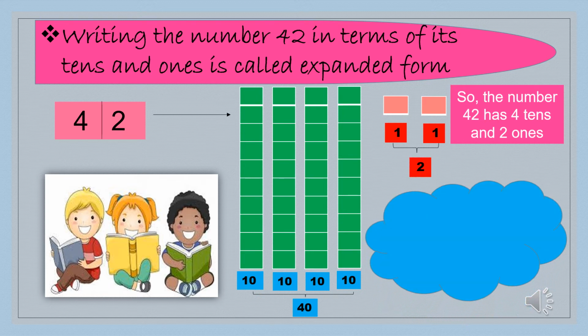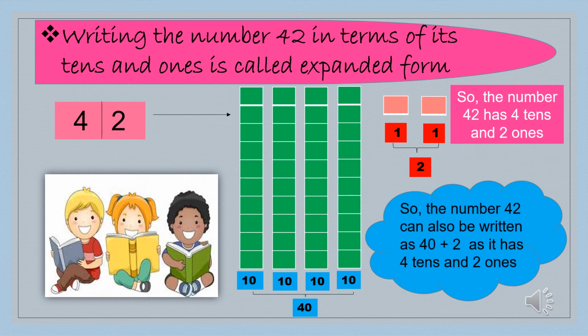Okay children, and what we can see over here now, the number 42 can also be written as 40 plus 2 as it has 4 tens and 2 ones.